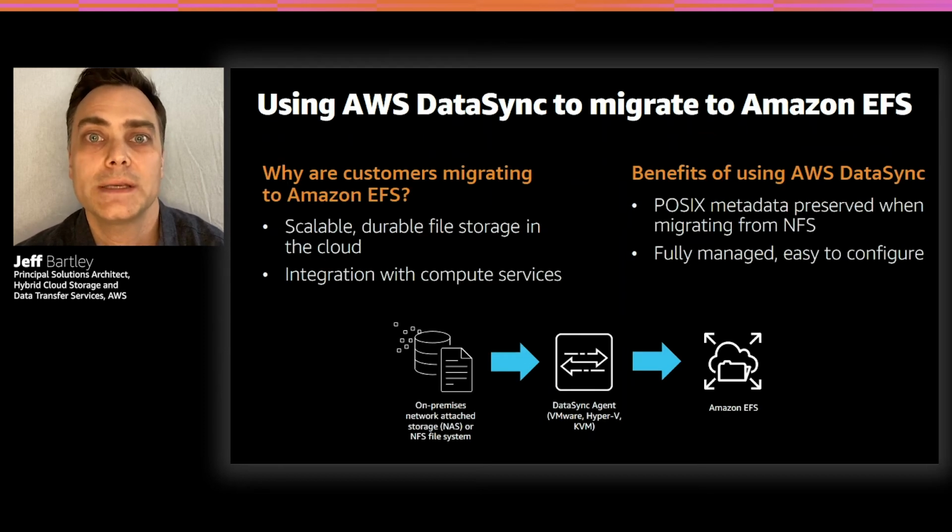Customers are also using DataSync to migrate to EFS. So frequently they're migrating from their on-premises NFS shares or Linux servers, and they're bringing that data into EFS. Again, EFS is a highly scalable, highly durable in-cloud file system. It's redundant across multiple availability zones and provides a lot of flexibility for customers who need to access data from their Linux machines or other machines that need access to NFS data. EFS also provides a number of capabilities around compute integration.